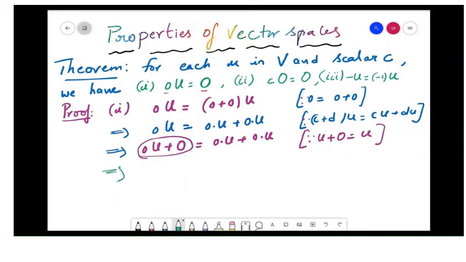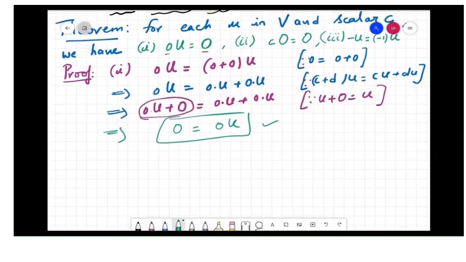Then, if you apply the left cancellation law, with 0 into u on the left side and 0 into u on the right side, you will remain with 0 is equal to 0 into u. That is what you have to prove in the first one. So this is by left cancellation law. So the first one we have proved. Now we'll go for the second one.